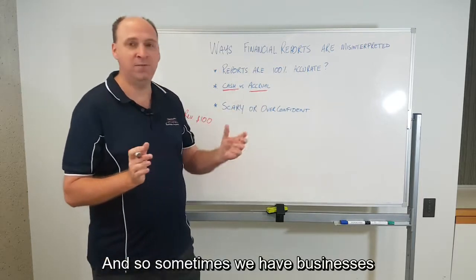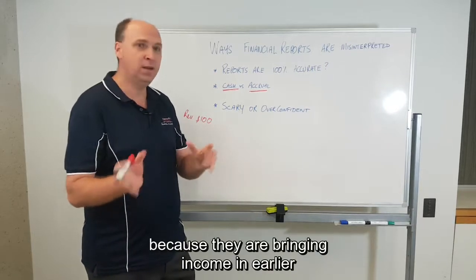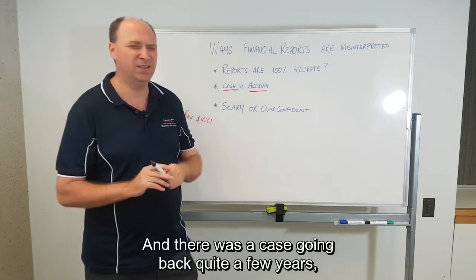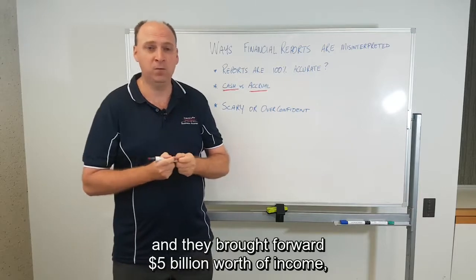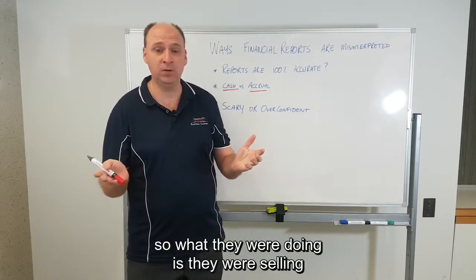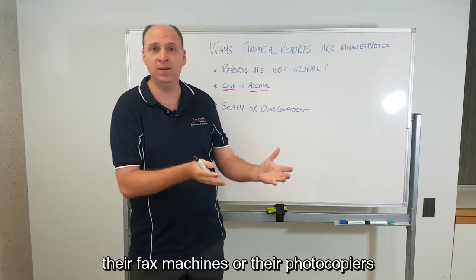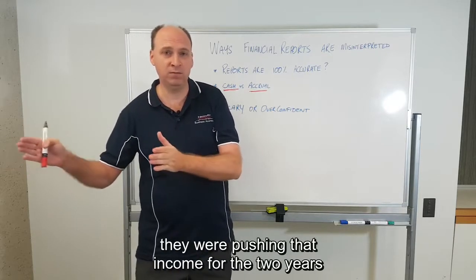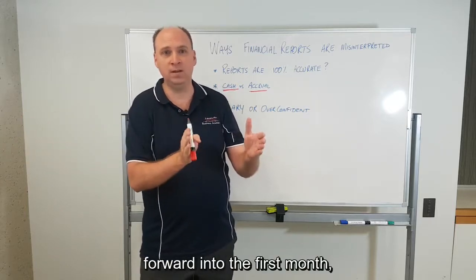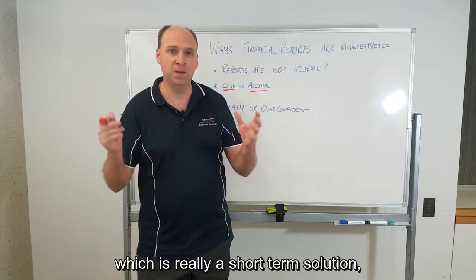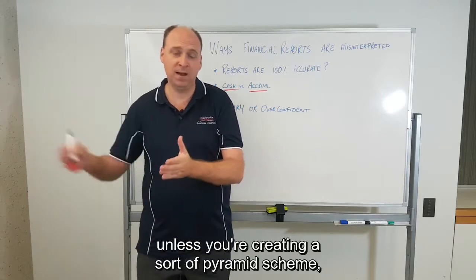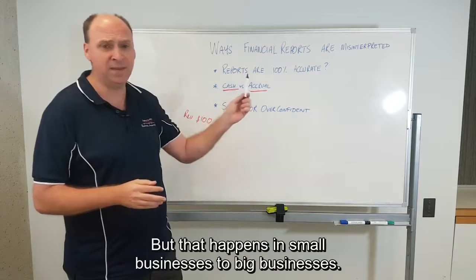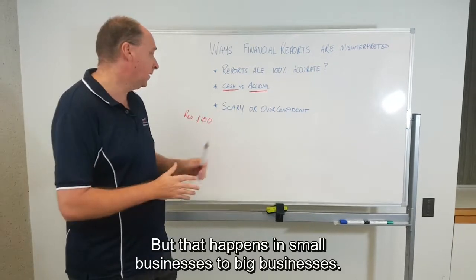Sometimes businesses get themselves into trouble because they bring income in earlier to satisfy shareholders or board members. There was a case going back quite a few years, I think it was Xerox, where they brought forward $5 billion worth of income. They were selling their fax machines or photocopiers and then having a two-year maintenance contract, and they were pushing the income for the two years forward into the first month, making things look really good. That's a short-term solution, because in two years' time, unless you're creating a pyramid scheme, your books are going to fall into a heap, and that's what happened. But that happens from small businesses to big businesses.